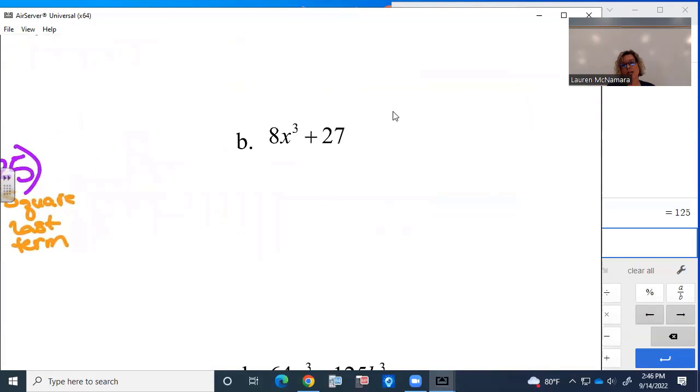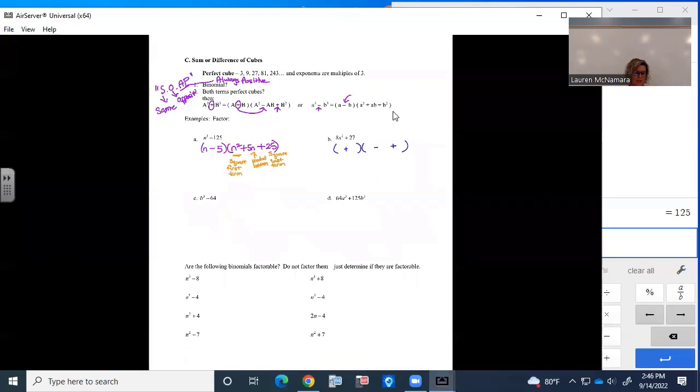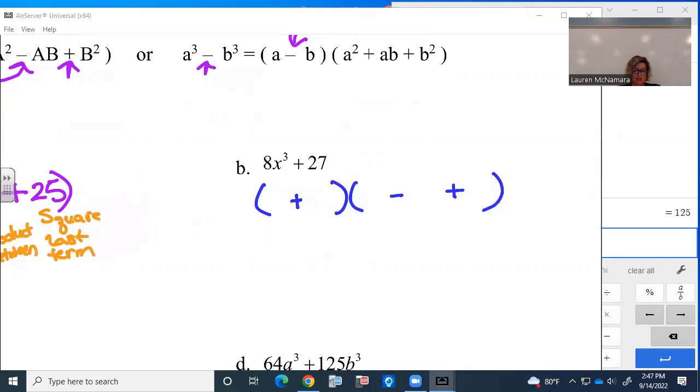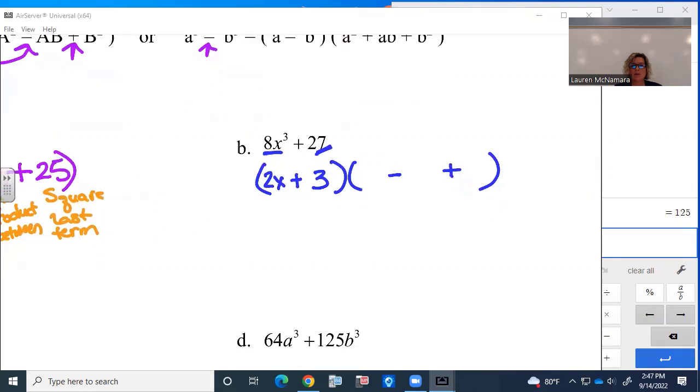So is subtraction happening for this binomial? No. So the next thing I look at is, are they cubes? Yes, they are cubes. So binomial times trinomial. Same sign, opposite sign, always positive. That's your SOAP. Same sign, opposite sign, always positive. I'm going to cube root my first term. Cube root the first term is 2x. Cube root the last term is 3. Now I'm going to use that.